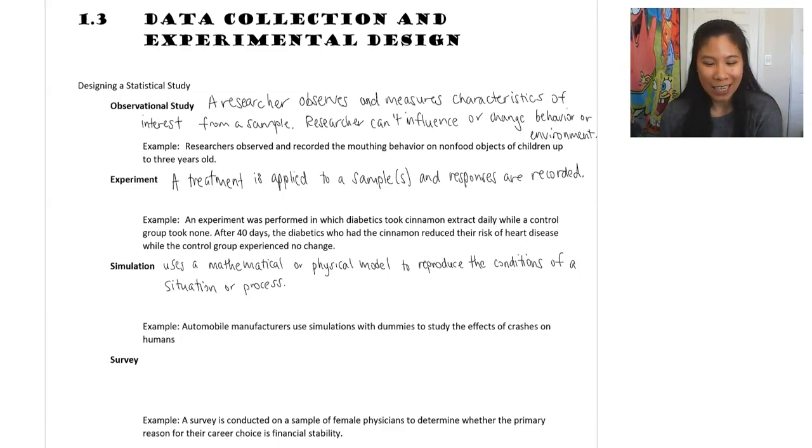The next type of study is called a simulation. So a simulation, you're using a mathematical or physical model to reproduce the conditions of a situation or a process. So basically, think the most basic is car manufacturers, they'll use simulations with dummies, like car crash dummies, to try to see what the effect of a crash would be on their car and to the person within it. But obviously you can't use a real person because what if the real person gets hurt? And they can't do that. So that's why they use dummies.